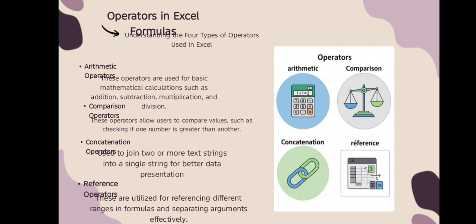Next, comparison operators. These operators are used to compare two numbers. They help us see which value is bigger or smaller. Next, concatenation operators. It is used to combine two or more text strings into a single string for better presentation. For example, here is hello plus world, so we combine them and it equals hello world.